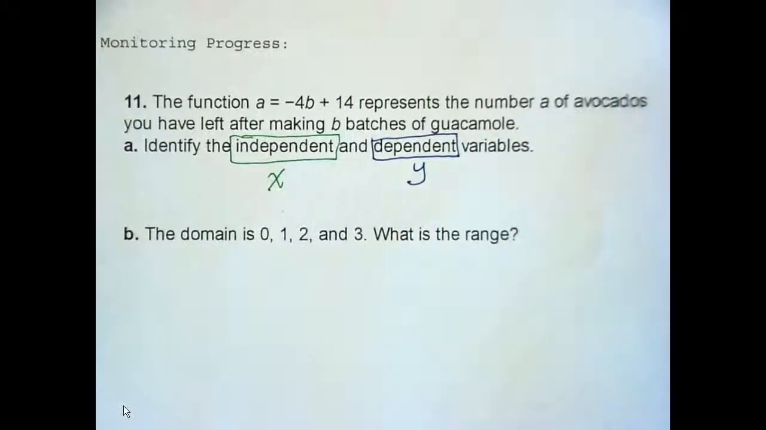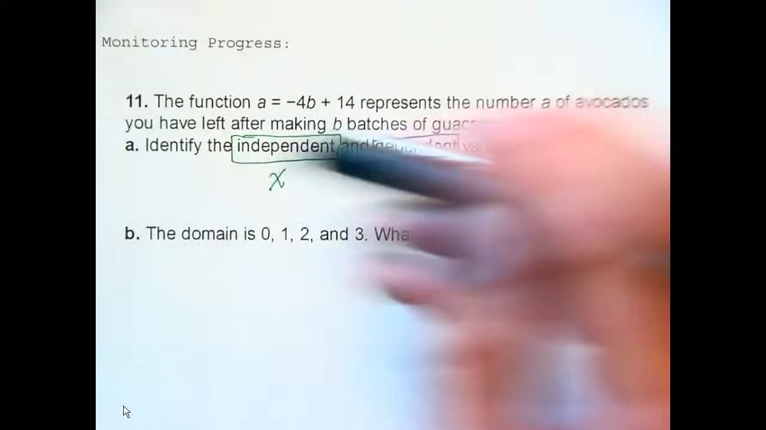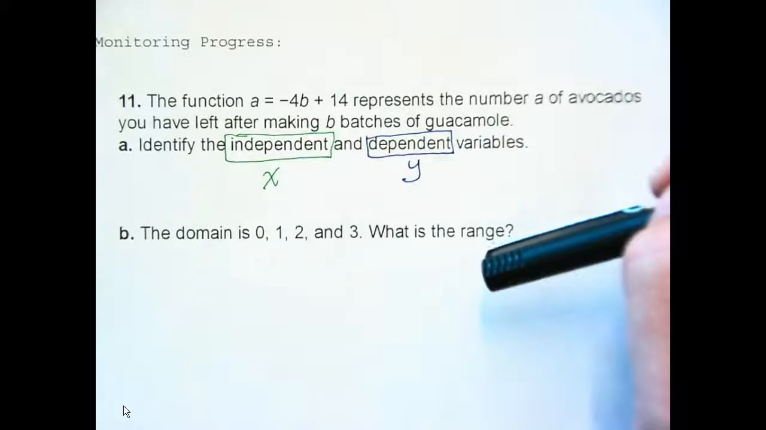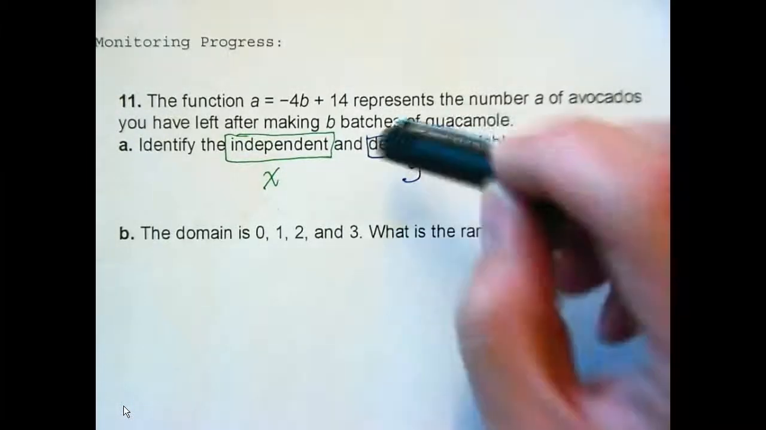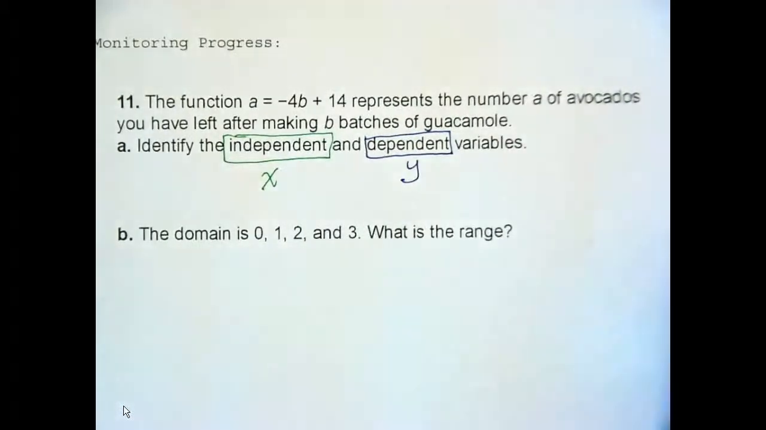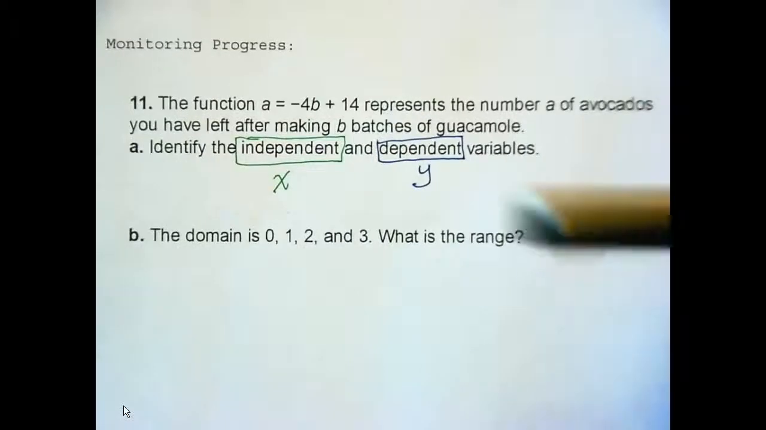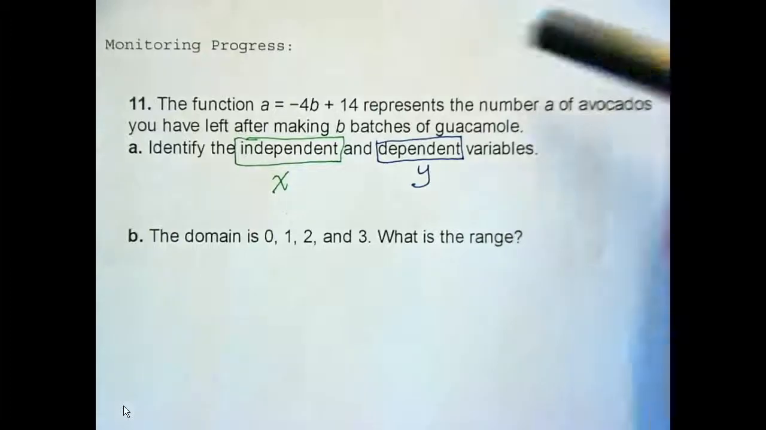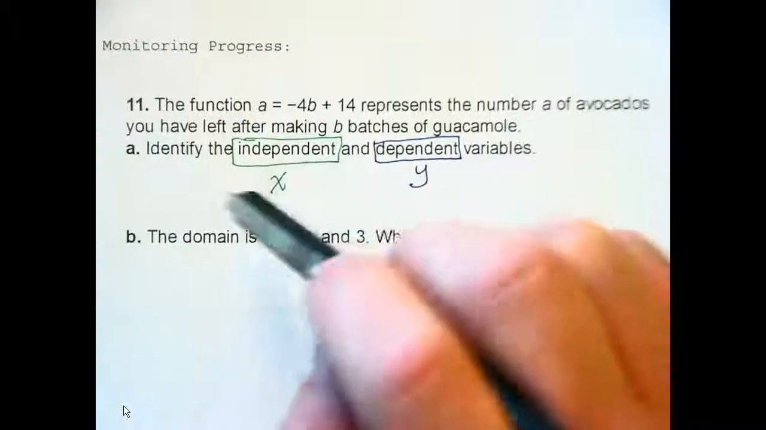Once again, these are new names for X and Y. Domain means X, independent means X. Range means Y, dependent means Y. They mean the same thing. If you cannot remember, just keep in mind the alphabet. You can't get to Y unless you say X.